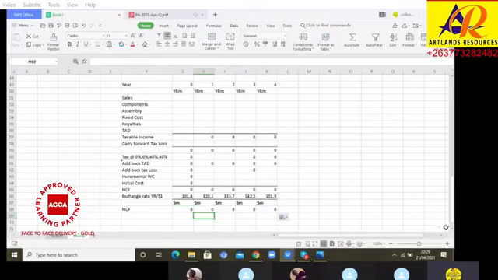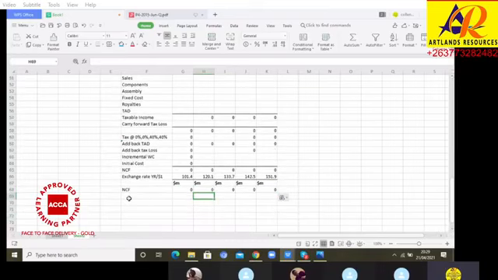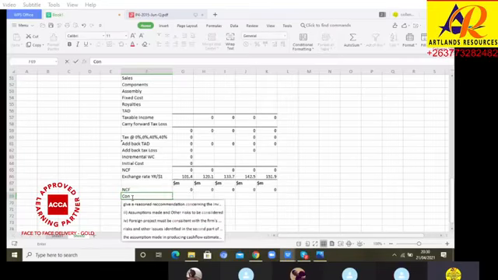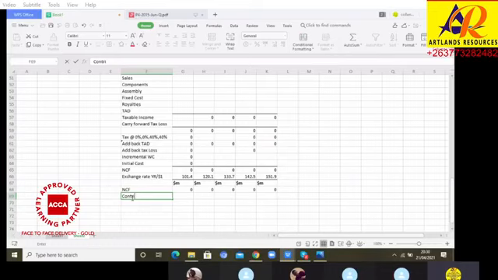And then, what else do I do? After saying net cash flows, I then say contribution on components. These are now dollars. Contribution on components.